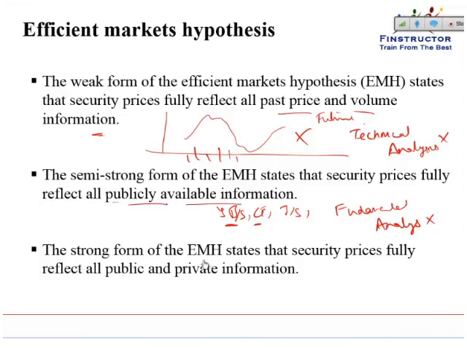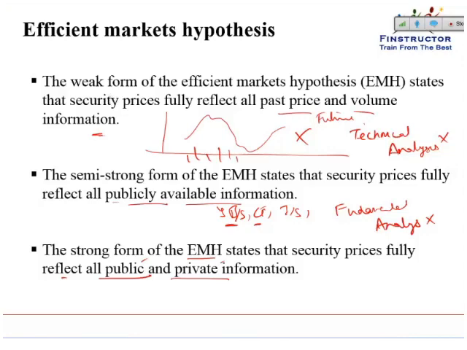The strong form of the efficient market hypothesis states that the security prices fully reflect all public as well as private information. So public information as well as private information is discounted in the stock price. So even having insider knowledge will not help you make excess return.